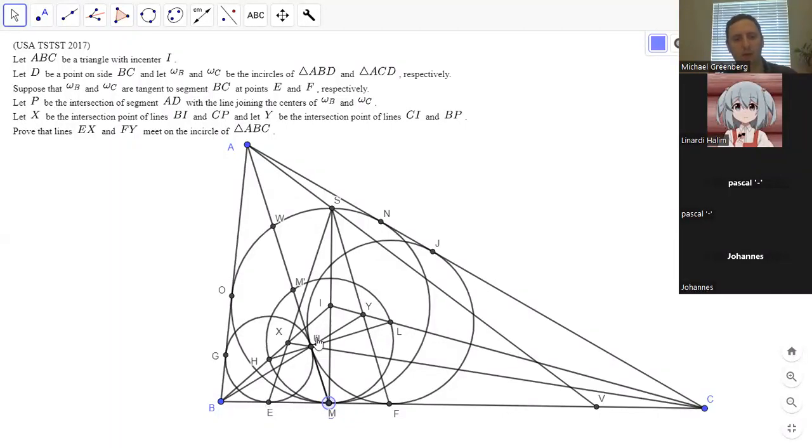Well, yeah, that's what you just said. And then angle EMF would be a right angle. And so then the problem would be equivalent basically to showing that, yeah, we'd want to show EX and FY would meet at the topmost point of the incircle. So I guess really we only need to prove it for one of them.